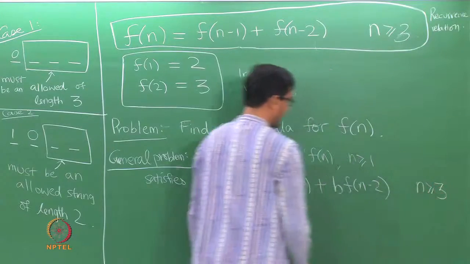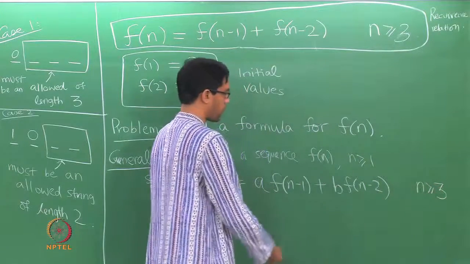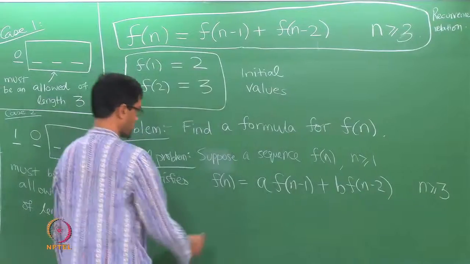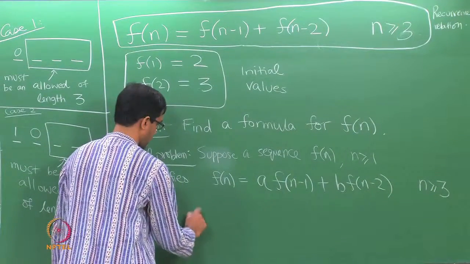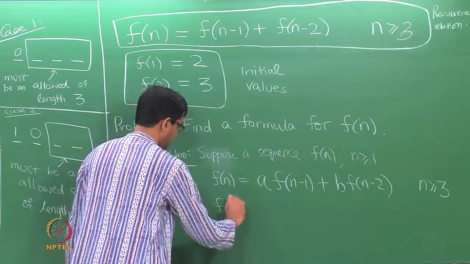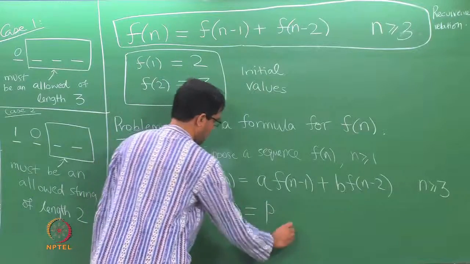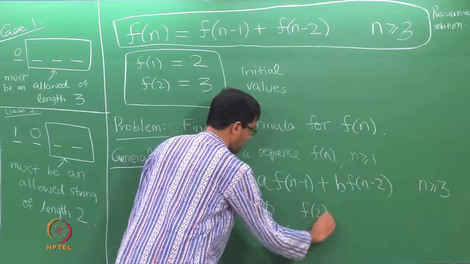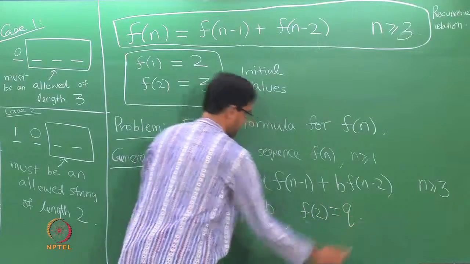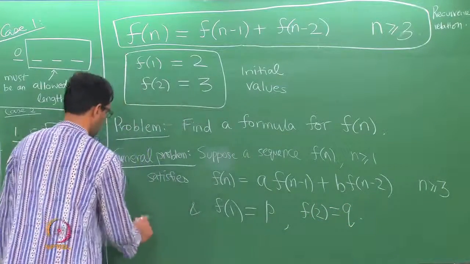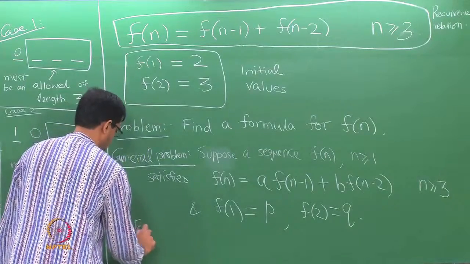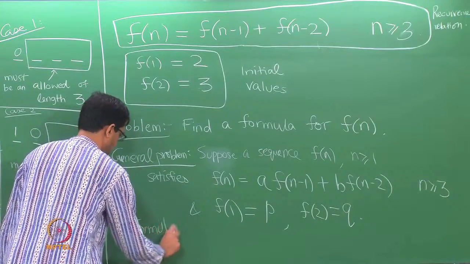And what are a and b? A and b can be arbitrary real numbers or complex numbers and so on, some constants, and with some initial conditions. And of course I need to tell you what f of 1 and f of 2 are. So f of 1 is given to be some number p, f of 2 is given to be some number q. And the problem now is to find a formula for f of n. So find a formula for f.